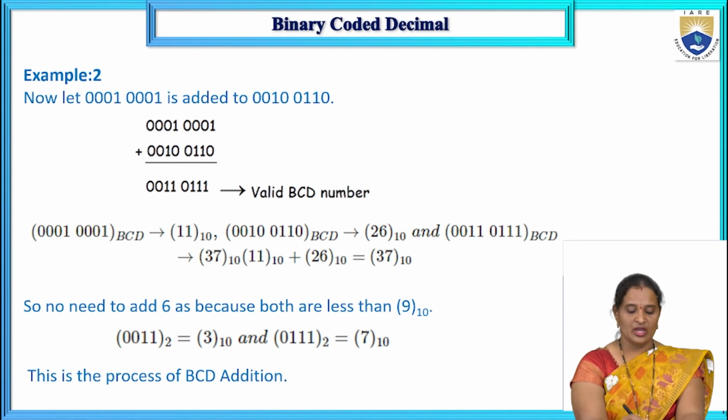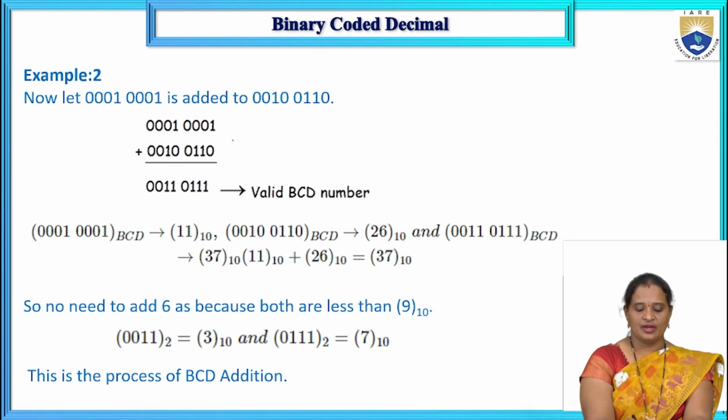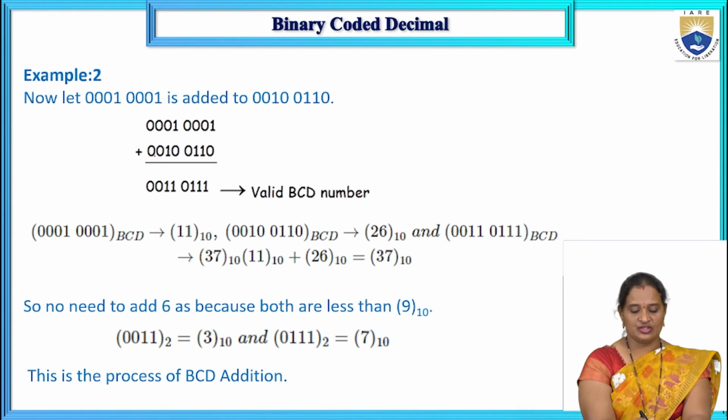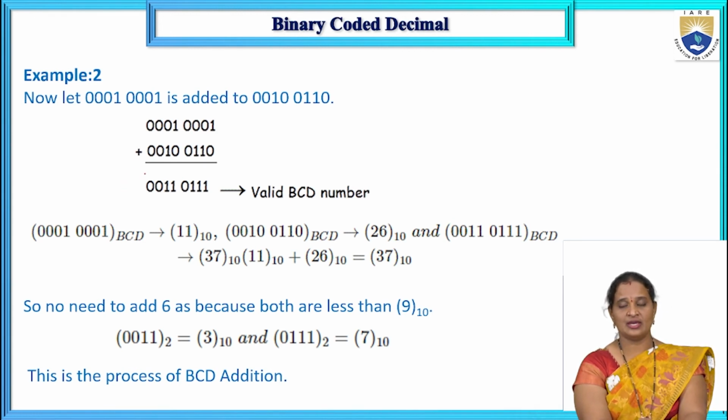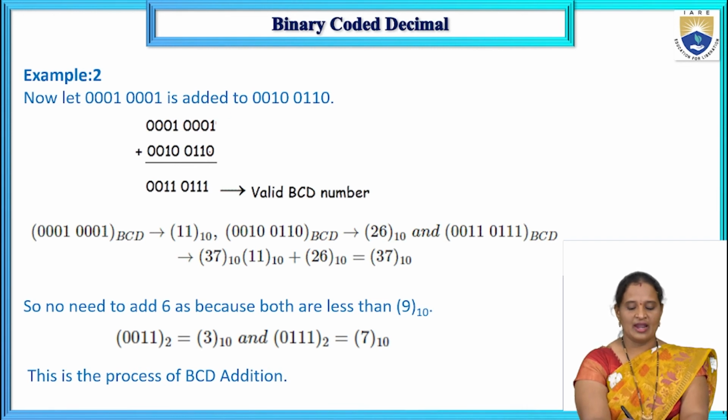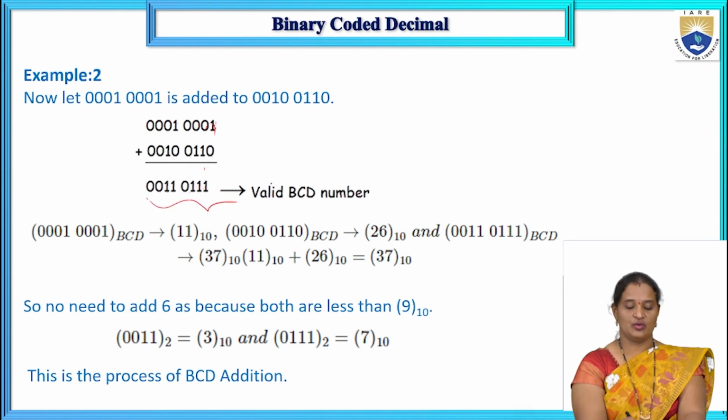Now, example 2. Let us take a BCD number 0001 added to 0010 0110. So here we are performing the addition using BCD. Adding these two numbers, 1 plus 0 is 1, 1, 0. Now 1, 1, 0, 0. Is there any illegal code? No, it is 3 and it is 7. Both are valid. So as both are valid here, no corrections are required.